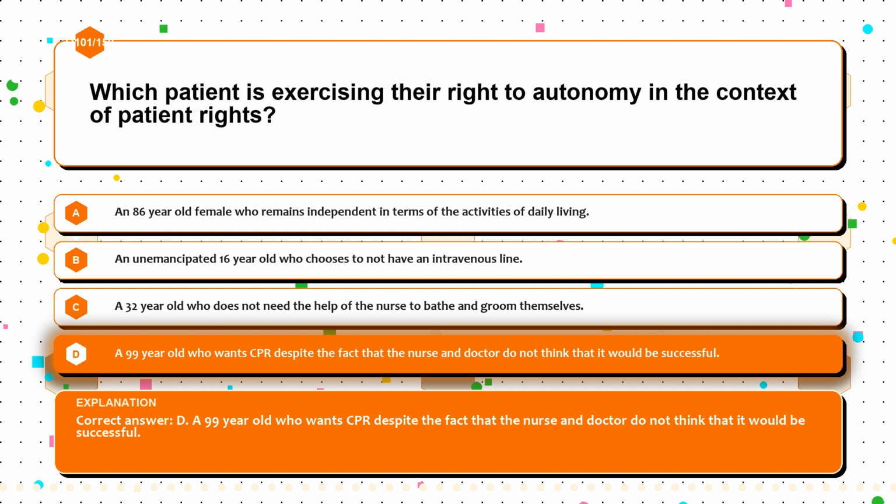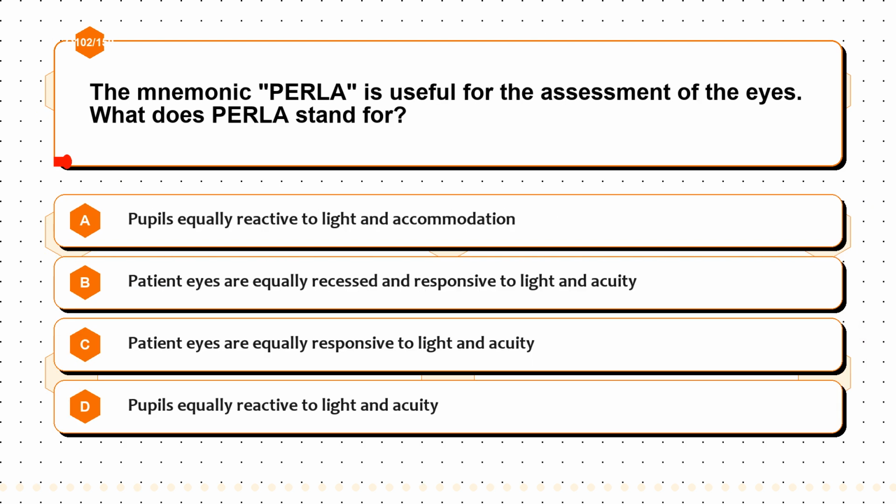Question 102. The mnemonic PERLA is useful for the assessment of the eyes. What does PERLA stand for? Here are the options. Option A, pupils equally reactive to light and accommodation. Option B, patient eyes are equally recessed and responsive to light and acuity. Option C, patient eyes are equally responsive to light and acuity. Option D, pupils equally reactive to light and acuity.